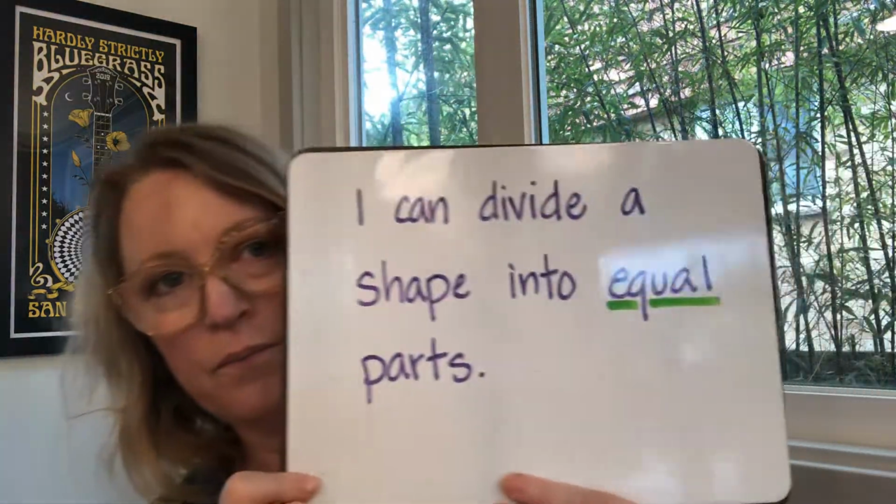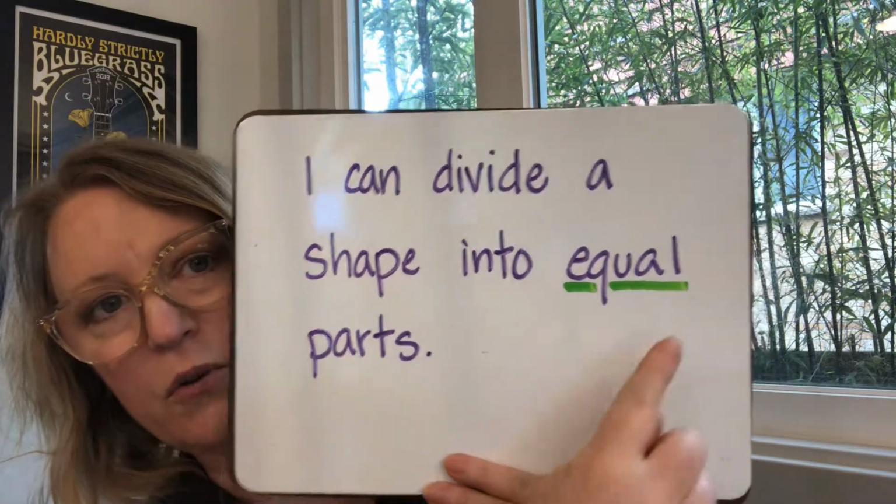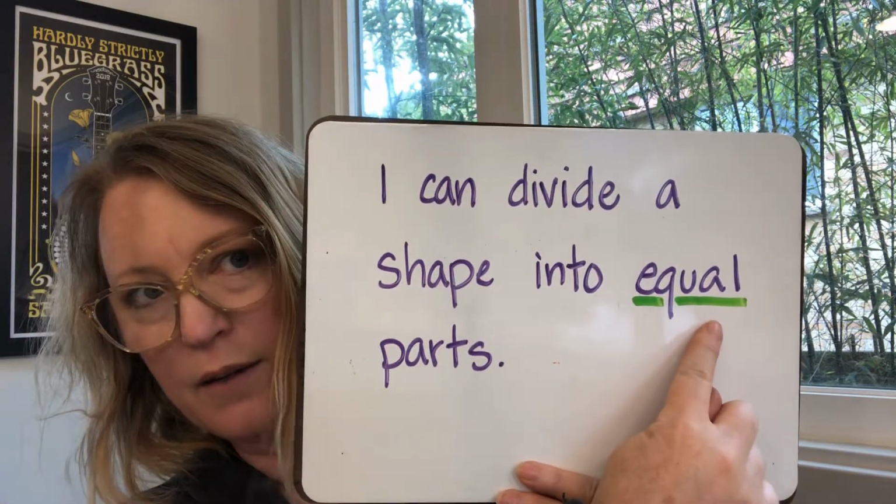So we've been thinking about shapes for a couple of weeks now. We first thought about what are the attributes of a shape? How many sides, how many corners, how many vertices does it have? Is this a triangle? Is this a triangle? And we thought a lot about what are the attributes of the shapes. Then we thought about how to measure the inside of a shape, how to measure the area of a shape. This week, we're going to think about how we can divide a shape into equal parts.